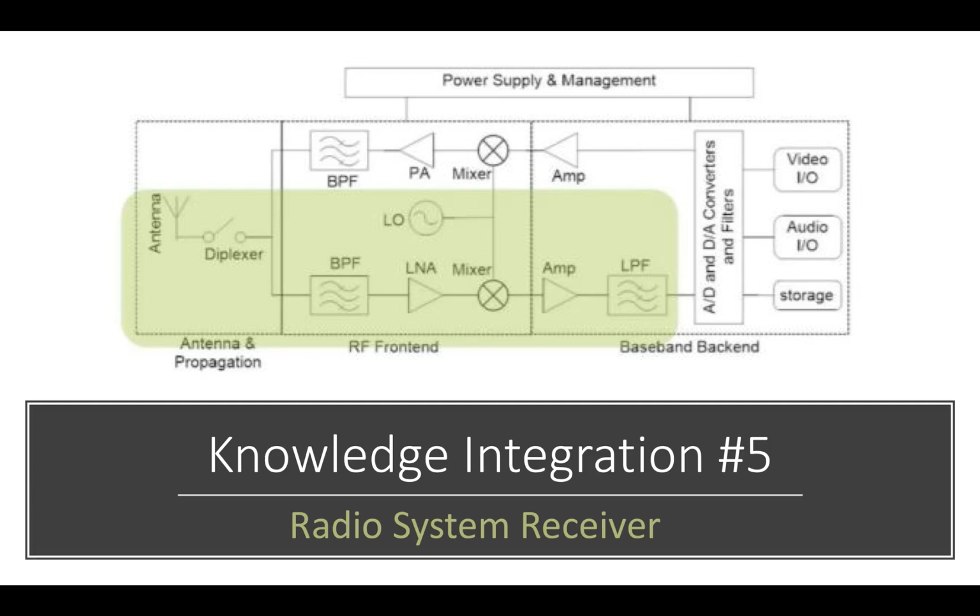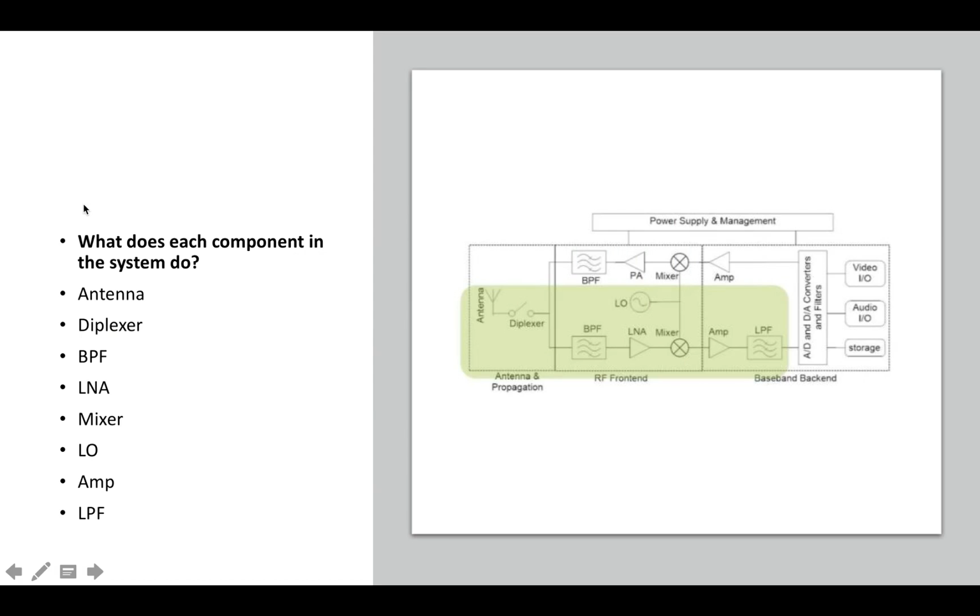I'm in ECE 332 and ECE 342, and we're going to be talking about all of the components here in this green square of the radio system receiver. We can go through and talk about what each one of these does. The antenna is used to transmit and receive signals. The diplexer transfers signals to the transmit circuit. The bandpass filter allows frequencies within a bandwidth and rejects others. The low noise amplifier is used to amplify low signals received from the antenna.